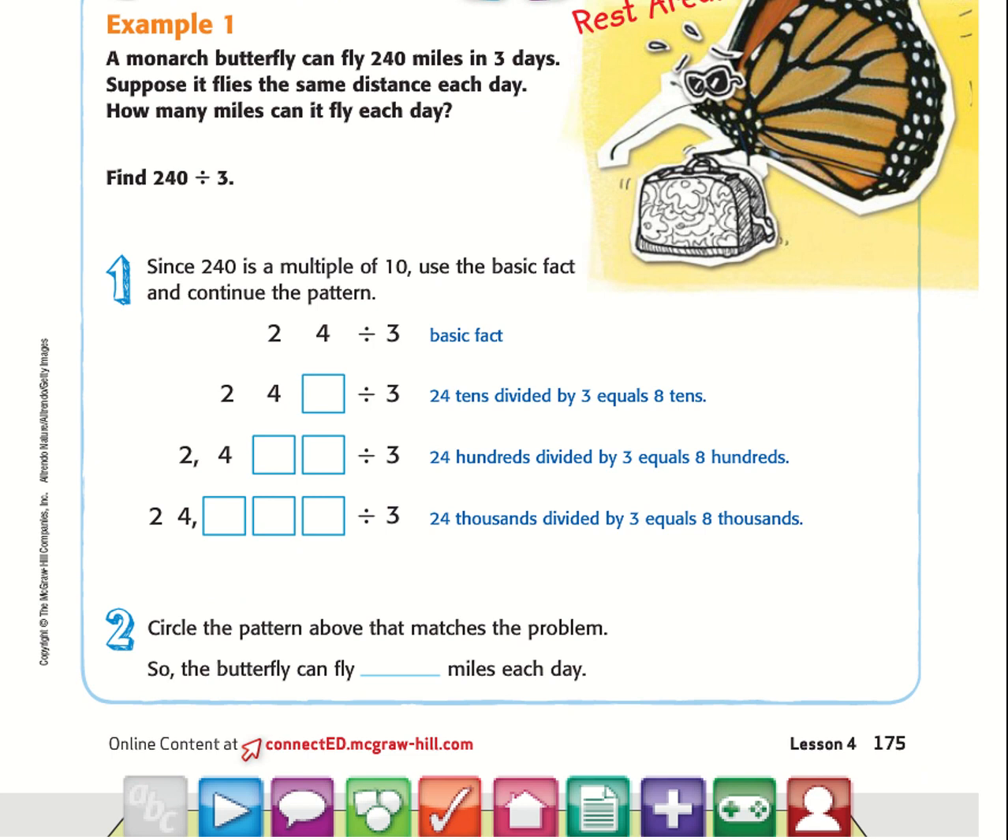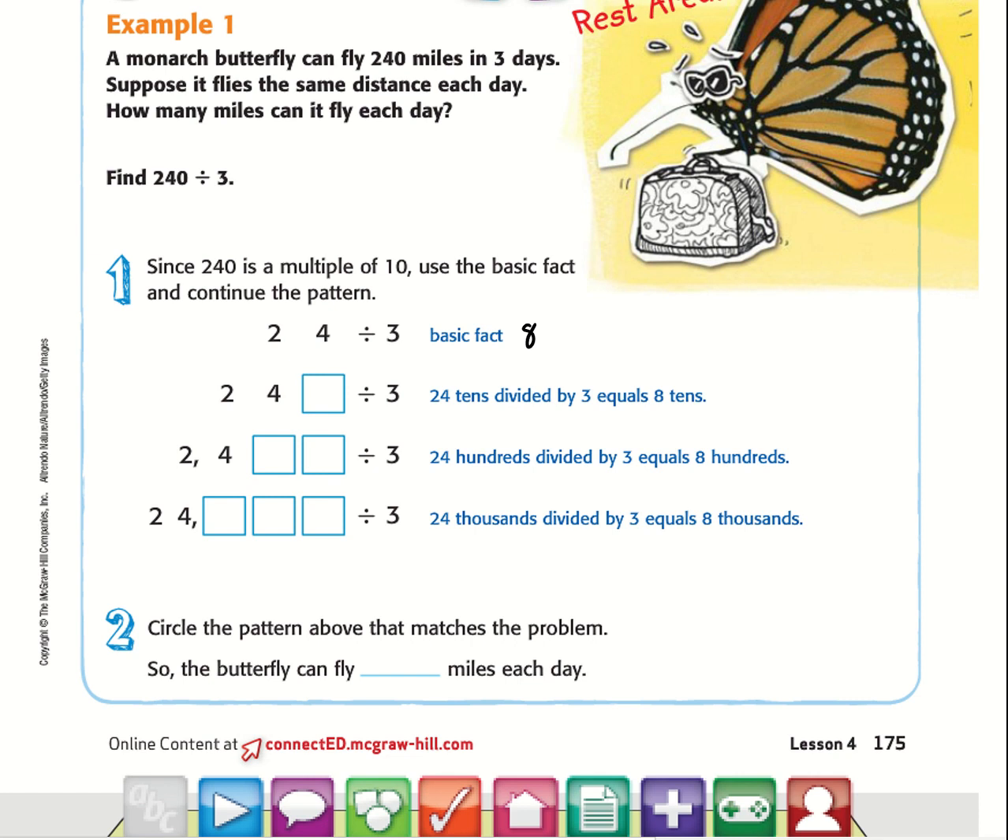So since 240 is a multiple of 10, use the basic fact and continue the pattern. When they say 240 is a multiple of 10, any number greater than 0 that has a 0 at the end is a multiple of 10. So 1360 is a multiple of 10 because it has a 0 at the end, just as an example. We know that 24 divided by 3 is a basic fact. 24 divided by 3 is going to be 8.